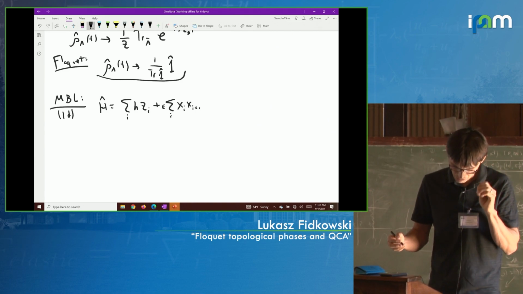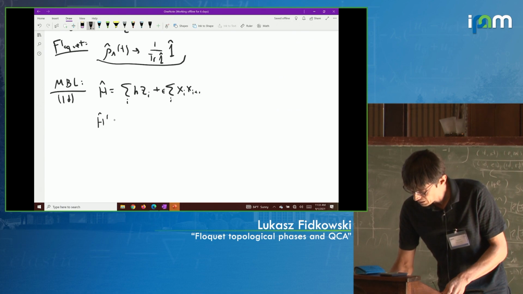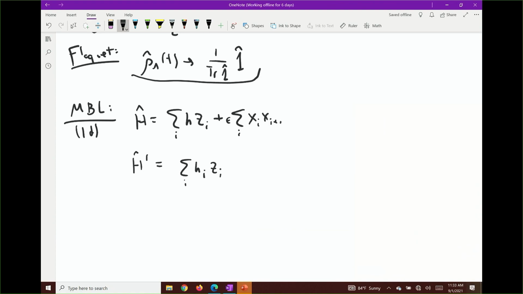But now let me take a slightly different Hamiltonian. Let me take a Hamiltonian which I'll call H prime, which is this Hamiltonian, but I'm going to disorder the couplings. So I'm going to draw these couplings h_i from some random distribution. And then just for the heck of it, I'm going to add terms J_ij Z_i Z_j, where J_ij is some short-range coupling as well, so maybe just nearest neighbor. And again, h_i and J_ij are drawn from some disordered distribution. So it's a random Hamiltonian.